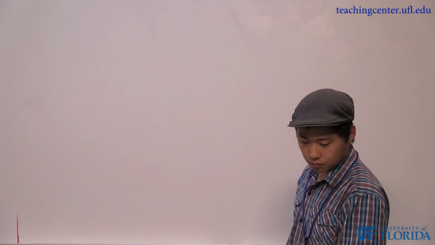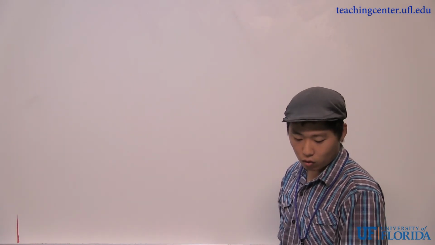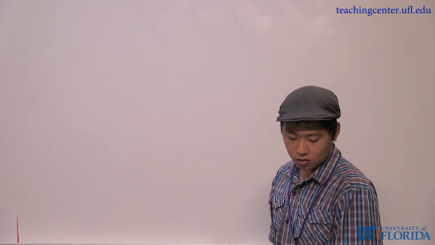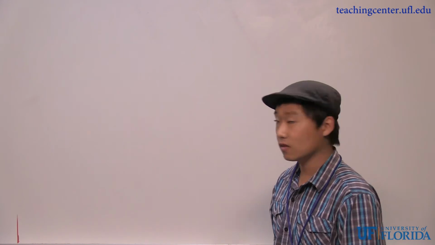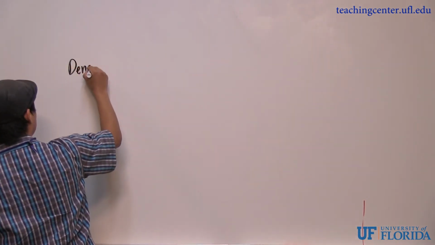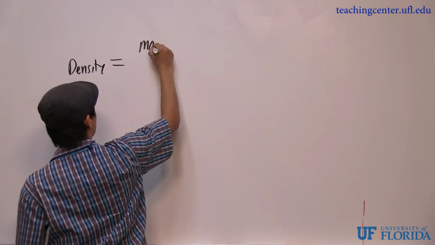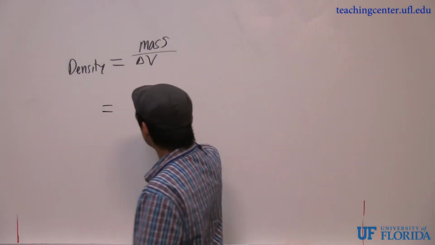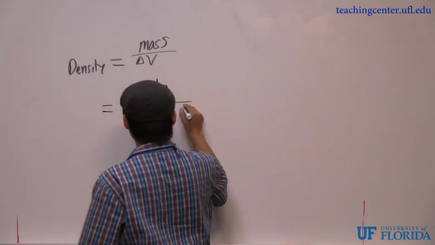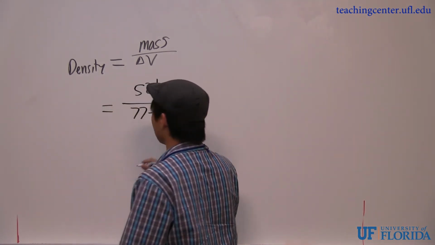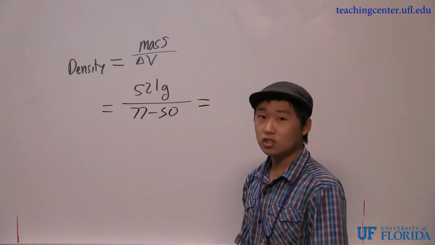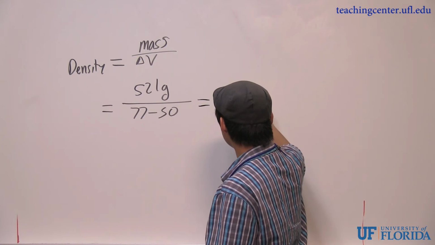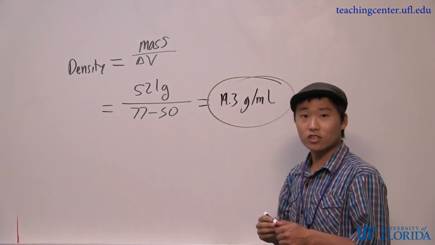Now let's do question 11. Question 11 says, a nugget of gold with a mass of 521 grams is added to 50 milliliters of water. The water level rises to a volume of 77 milliliters. What is the density of the gold? So remember, guys, density equals mass over change in volume. And this is going to equal 521 grams divided by 77 minus 50 milliliters, because that is the change in the volume. And then you just divide that, and you will get around 19.3 grams per milliliter as your answer, and you're done.